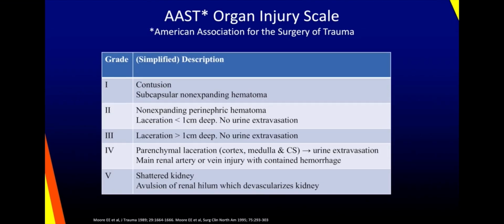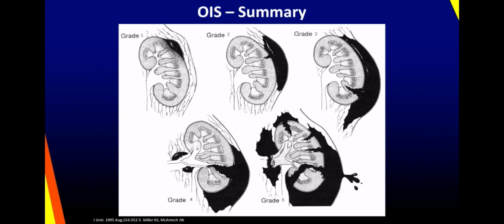Here we see a simplified description of the organ injury scale. And this diagram nicely shows us the types of injuries it covers. Grade 1 injuries are contusions and subcapsular hematomas. Grade 2 injuries are superficial lacerations and perinephric hematomas. Grade 3 injuries are deeper lacerations but without collecting system involvement. Grade 4 injuries extend into the collecting system or are contained main renal artery and vein injuries. And grade 5 injuries are shattered kidneys or renal hilum avulsions.